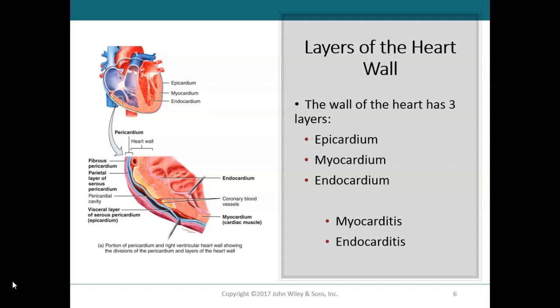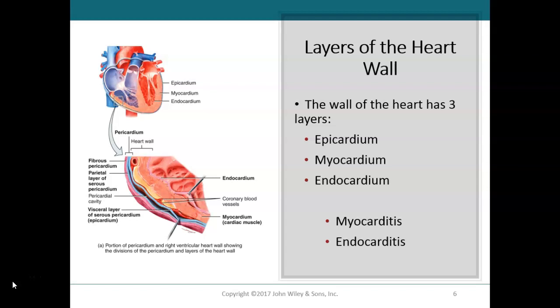The innermost endocardium is a thin layer of endothelial cells overlying a thin layer of connective tissue, so it provides a smooth lining for the inner chambers of the heart and also covers the valves of the heart. The endocardium is continuous with the endothelial lining of the large blood vessels that are attached to the heart as well, so the inferior vena cava, superior vena cava, the pulmonary trunk, and the aorta.